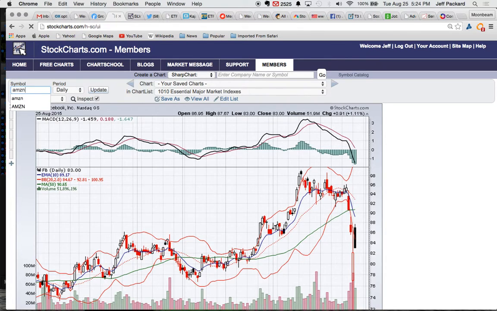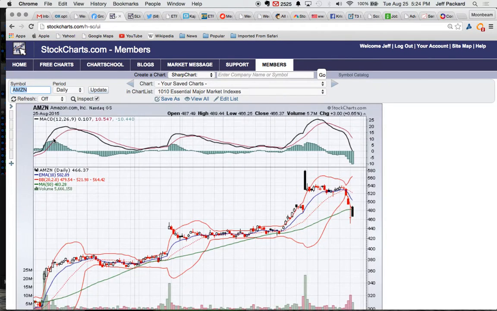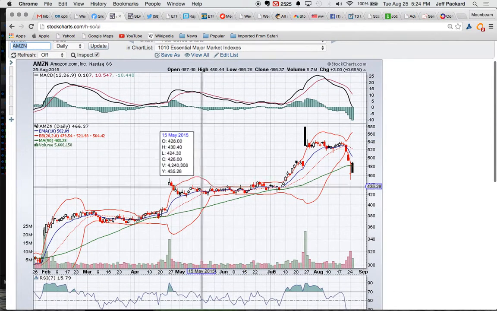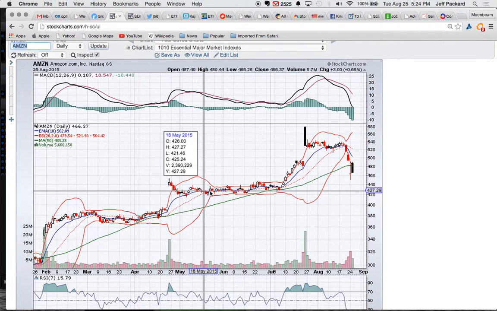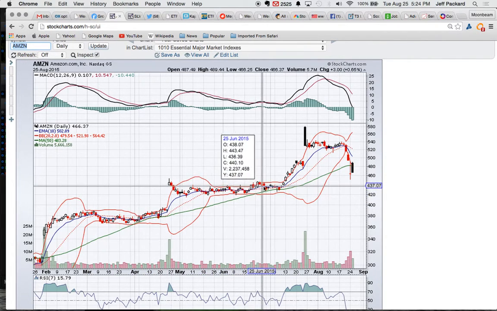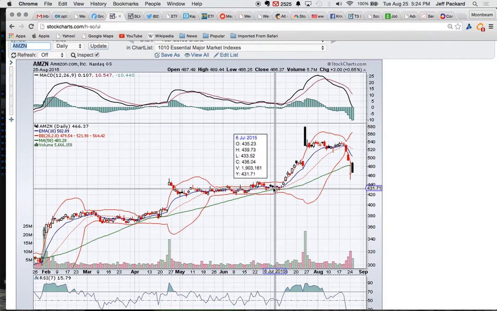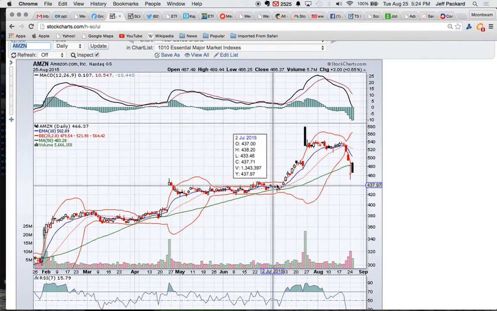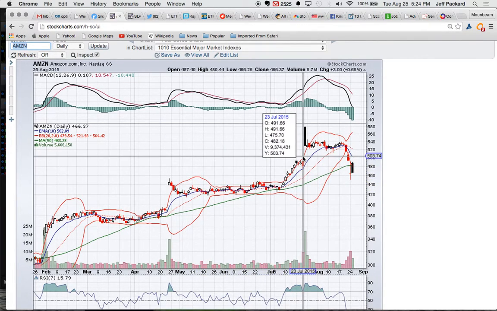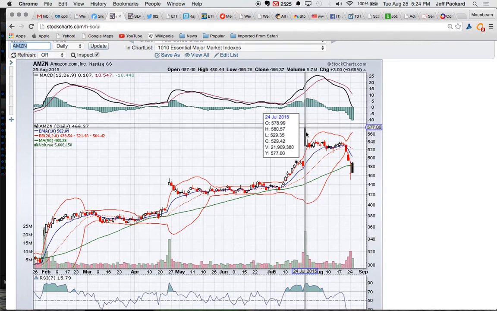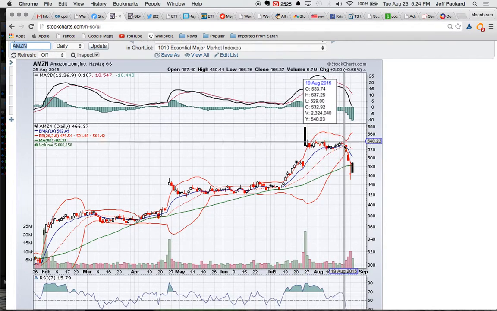Let me look at another one. So if we look at Amazon, okay, this is a better looking squeeze play. So look at this squeeze right here. Something's going to happen with this squeeze. It's really tight. And what happened? Boom. And then earnings? Boom. And then what happened? Another tight squeeze. Look how tight the squeeze is.